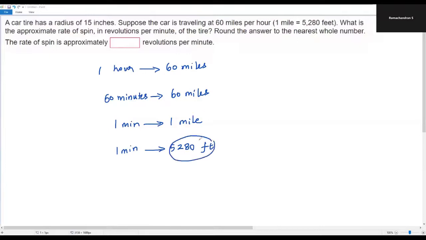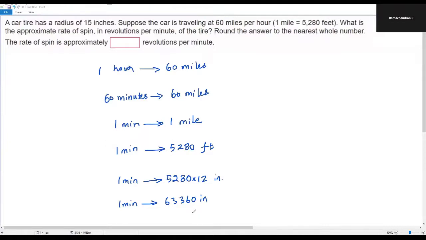Further, we have to convert this feet to inches. We know that 1 foot is equal to 12 inches. So whenever I want to convert feet to inches, I have to multiply the feet by 12. When I multiply 5,280 feet by 12, it is automatically converted to inches, and I get 63,360 inches. Now I have the distance covered by the car in 1 minute, that is 63,360 inches.